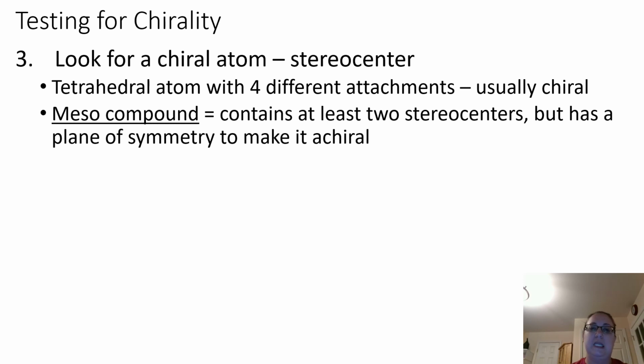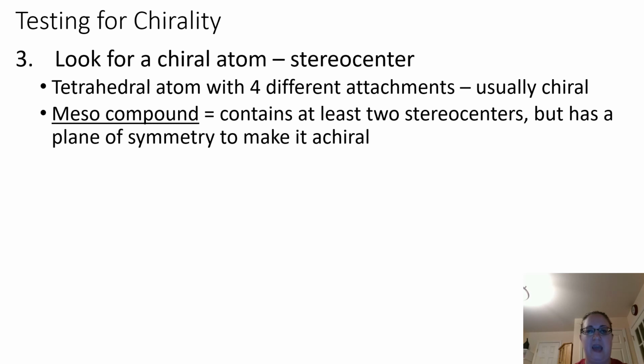But when we looked at it, it was achiral because it had that plane of symmetry, that when we drew the mirror image was superimposable due to rotations and due to that plane of symmetry. So these are what we refer to as mesocompounds. They contain stereocenters.